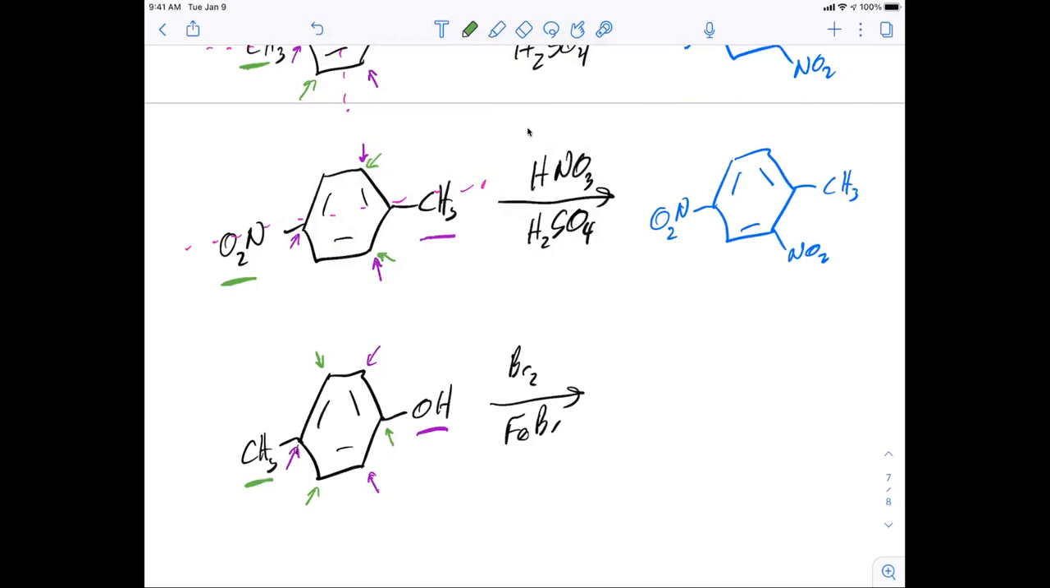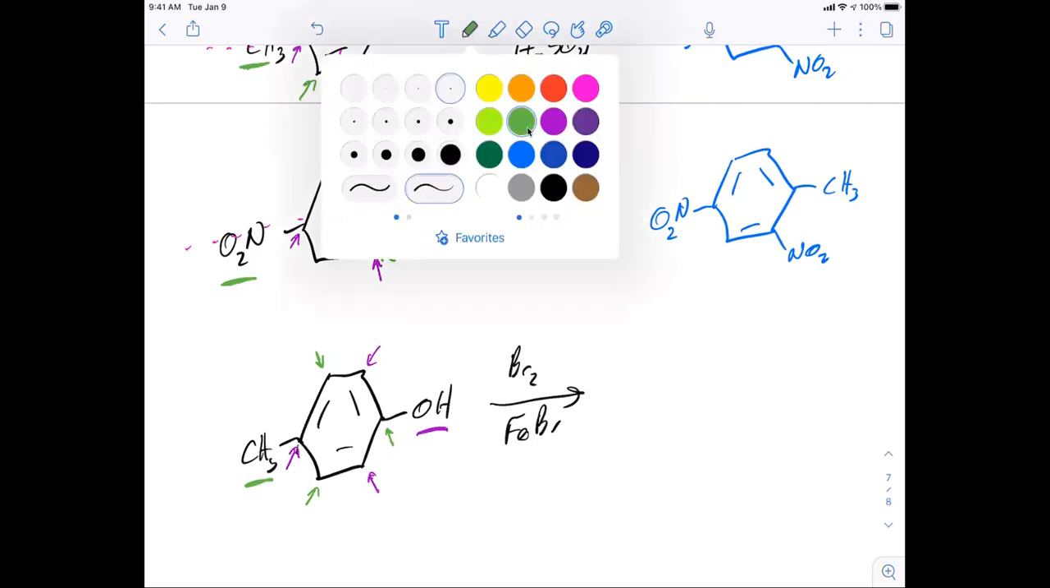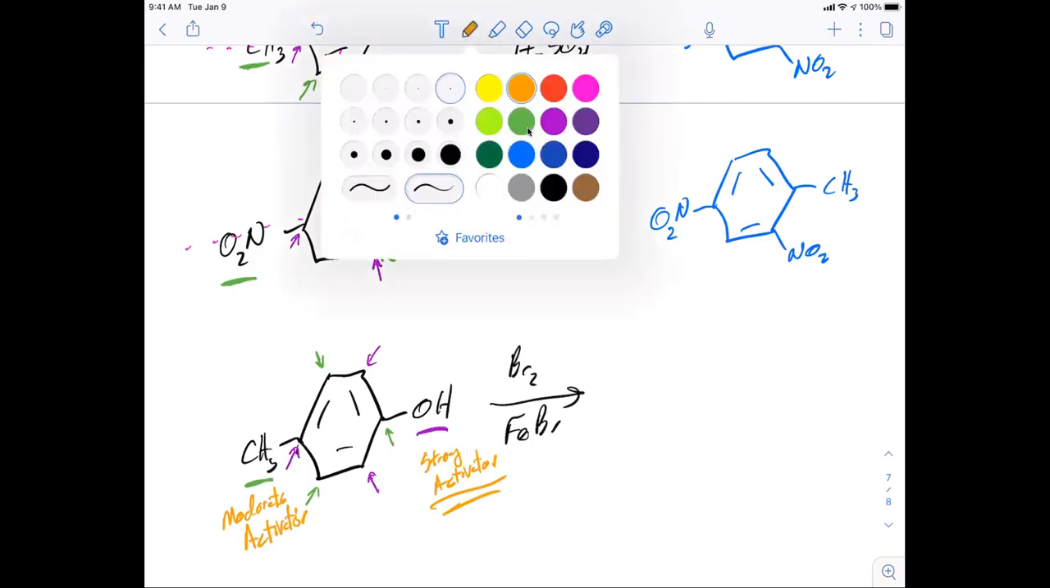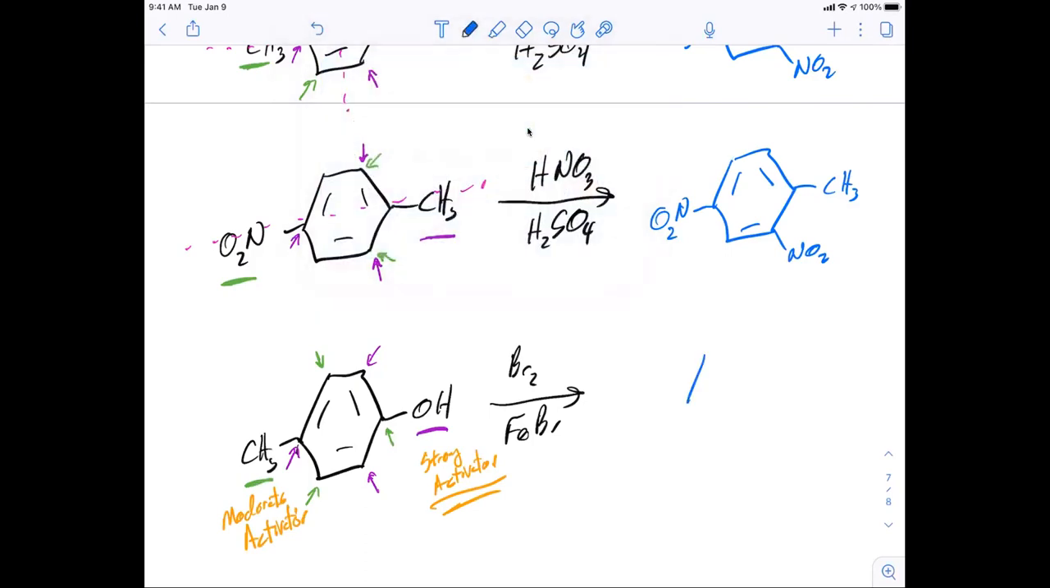Which one's the stronger activator? If we look at the activation for these two groups, this is a strong activator, and this is a moderate activator. So the strong activator is going to be the one that's driving the reaction, the products. If you think about it, it reacts faster. So this would be the major product.